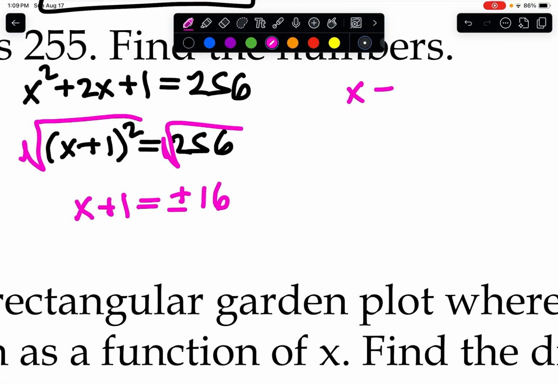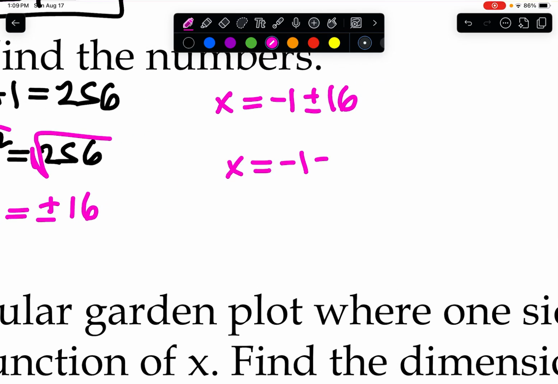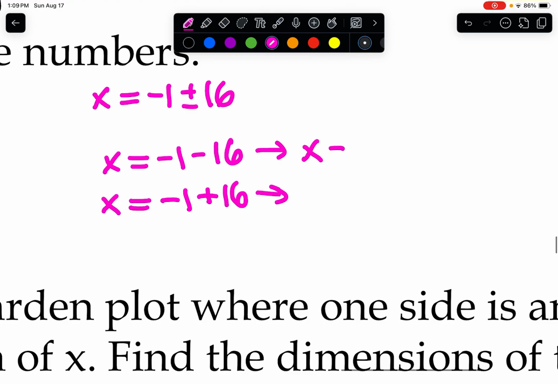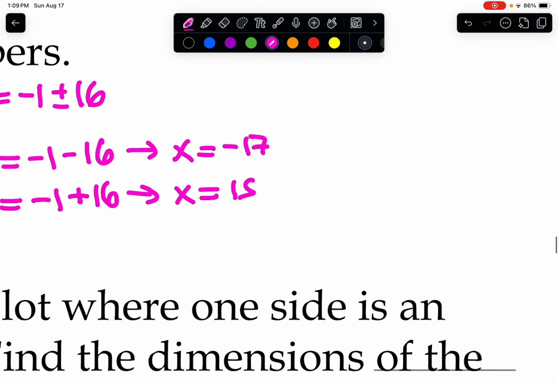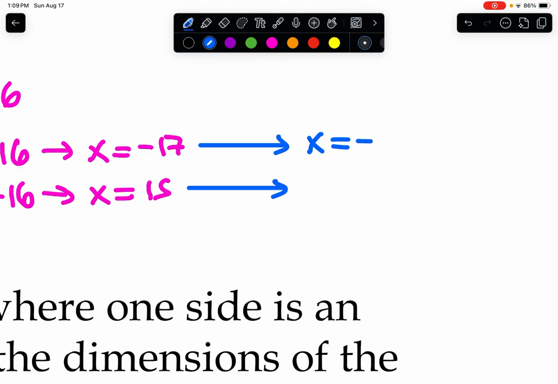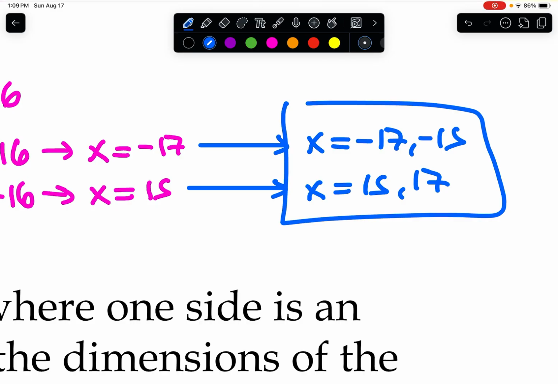And then when I subtract, negative 1 plus or minus 16, which means we're going to have negative 1 minus 16 and negative 1 plus 16. So your two sets, I would have negative 1 minus 16, which means x is going to be equal to negative 17, and negative 1 plus 16, which is going to be equal to 15. So my sets here, if I were to look at the consecutive odds, that means we're going to have negative 17 and then negative 15, but also 15 and then 17 for those consecutive odds. So we have two sets.